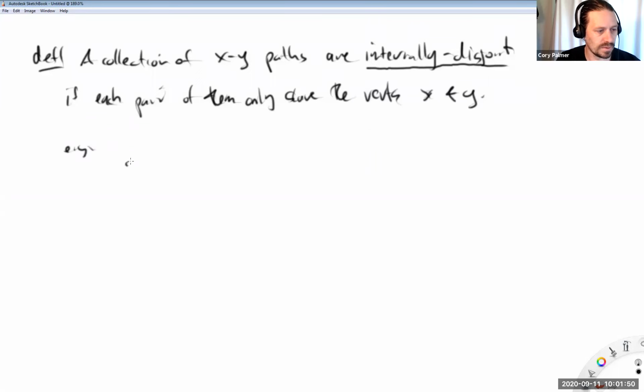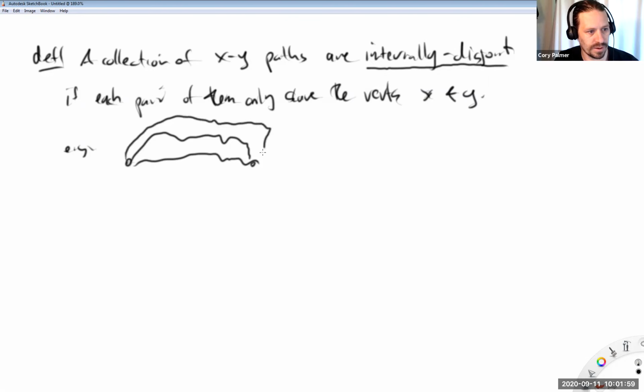So examples are best illustrated with a picture. You have one path from here to here, another path from here to here, and then say one more path from here to here. That's three internally disjoint xy paths, right? They don't share vertices otherwise. But I could have a path like this one here. This red one intersects the bottom one there, so it's not part of a family of internally disjoint paths. The red one's not, but those three are, okay? So simple enough.